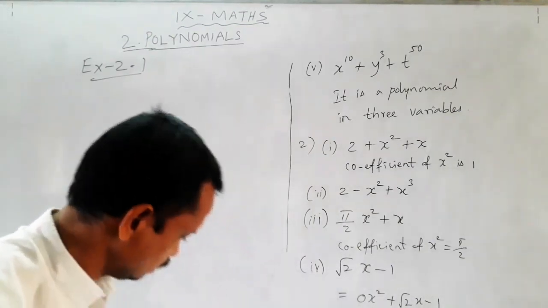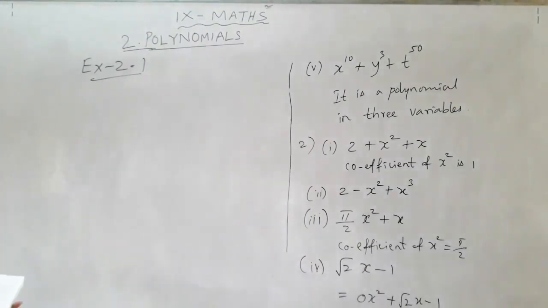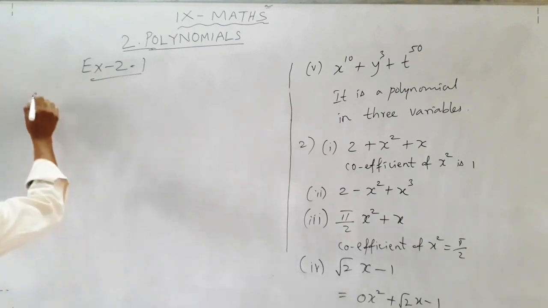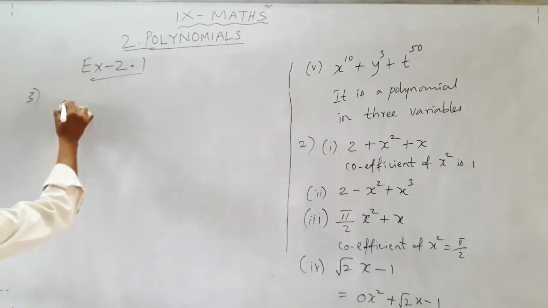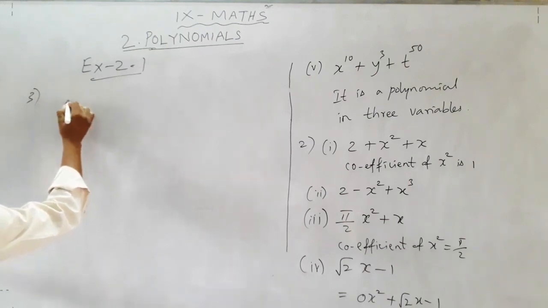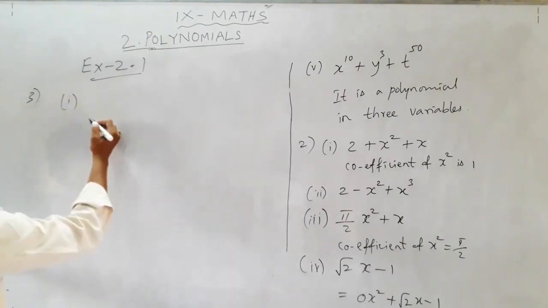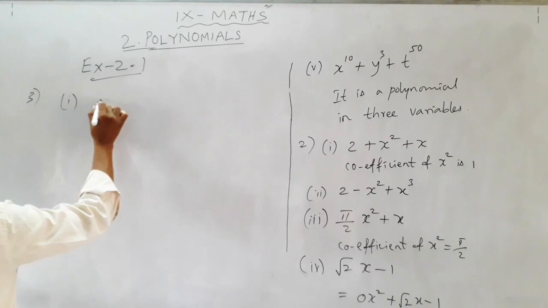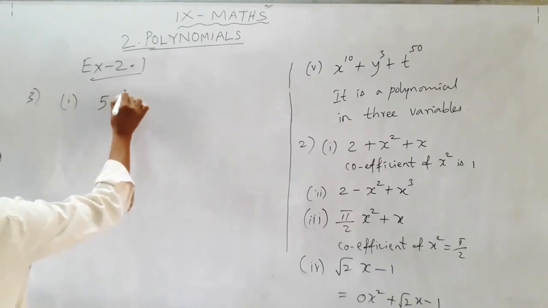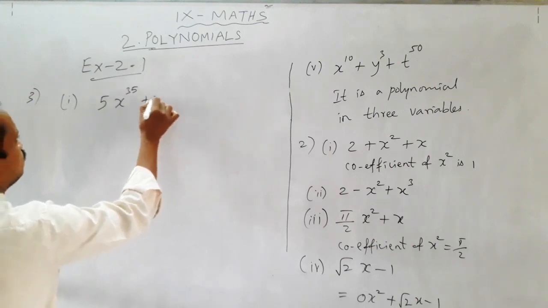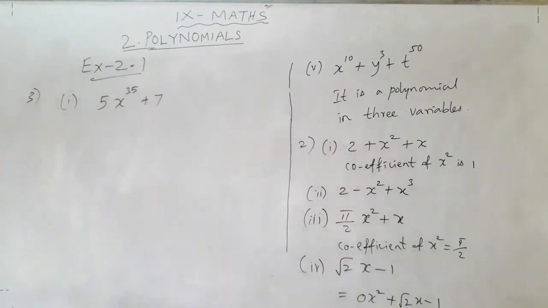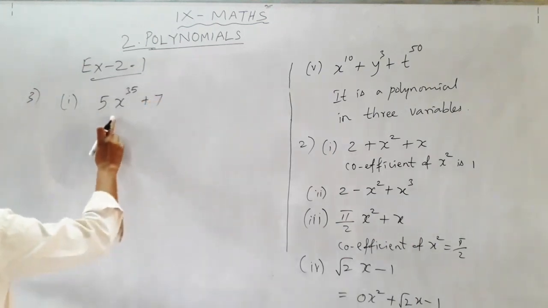Third one, give one example each of the binomial of degree 35. So this is not very easy. So degree 35. First answer you can give as option 1: 5x power 35, any example you can give, plus 7. Clear? So degree should be 35.